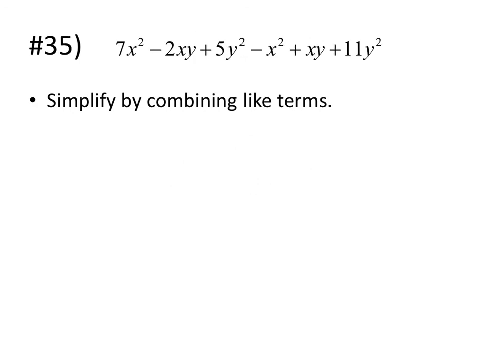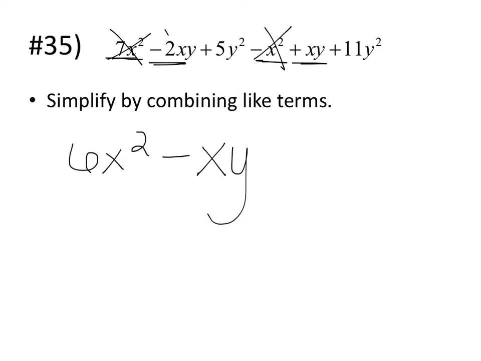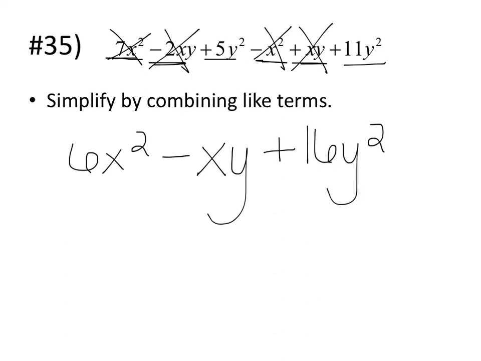Alright, let's see. I've got a 7x squared minus x squared. That's going to become 6x squared. Cross those out because I used them. Negative 2xy plus xy is going to give me negative 1xy, which is just negative xy. And then I've got 5y squared plus 11y squared is going to give me plus 16y squared. And that's your answer there.